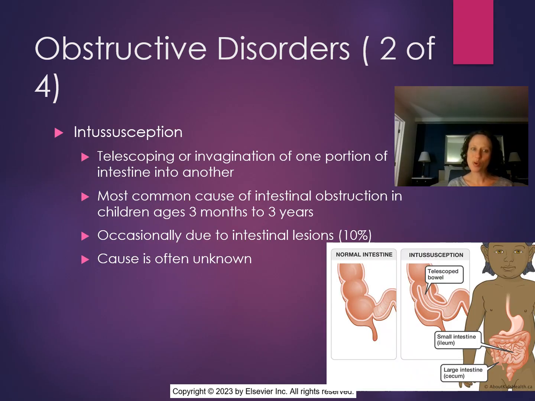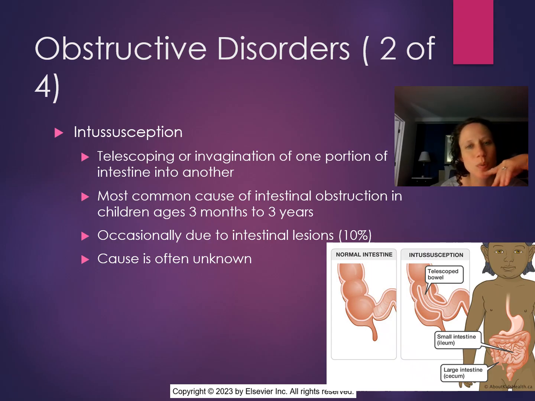Okay, another one that's really interesting. So intussusception, and you're going to recognize some of the things that we saw when we talked about the Meckel's diverticulum. Why? Because a lot of times they can have intussusception and Meckel diverticulum at the same time. Okay, so what happens is you have this telescoped bowel, which sounds so weird.